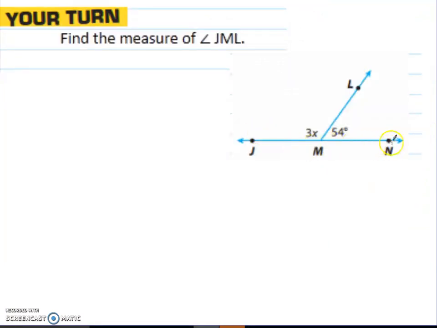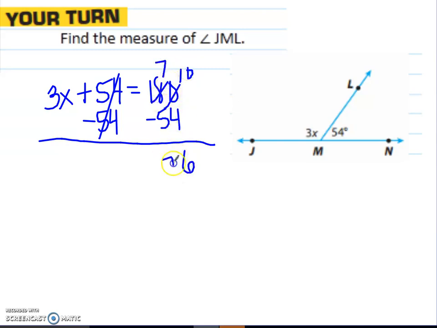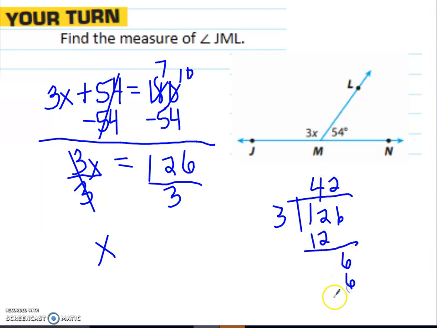Okay, so remember, this is supplementary. It's going to add up to 180. So 3x plus 54 equals 180. We're going to solve using the reverse order of operations, so we're going to subtract 54 from both sides. We're going to get 126. The 3 and the x are multiplying. The opposite of multiplication is division. This side cancels out. We're going to do 126 divided by 3. It's going to go in there 4 times, and it's going to go in there 2 times.